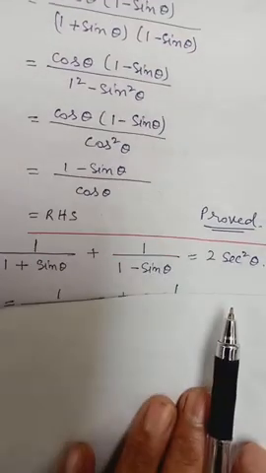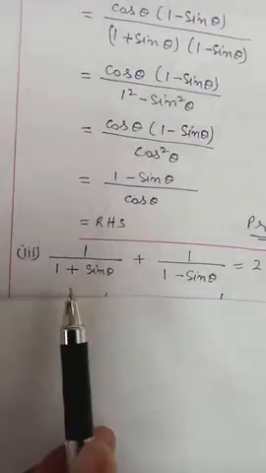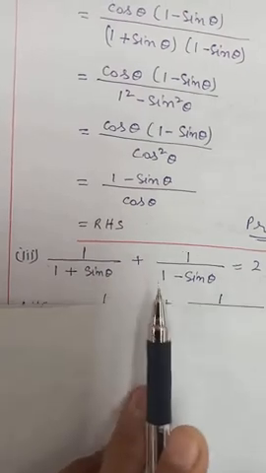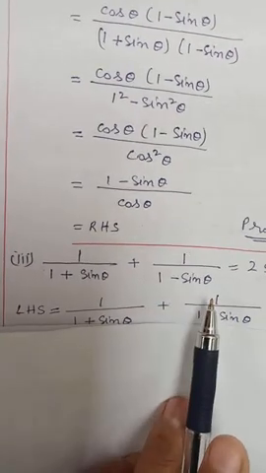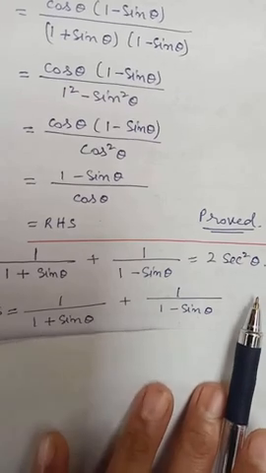Then in the same way, the next one we have is 1 by 1 plus sine theta, plus 1 by 1 minus sine theta. We have to produce 2 sec square theta.